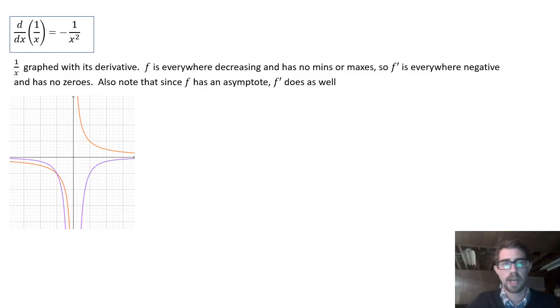So let's compare the graphs of 1 over x and its derivative. 1 over x is the red curve. Notice that it's decreasing everywhere and that it has no mins or maxes. So that means that f prime is negative everywhere. If you look at negative 1 over x squared, that's always going to be a negative number, and it's never 0. And then 1 over x has a big asymptote right in the middle of it, which we've seen means that its derivative does as well, because if the function shoots up or down, then the derivative is going to do that as well.